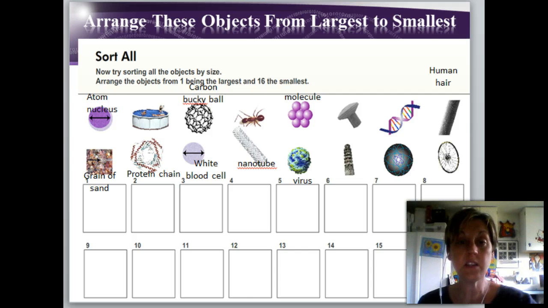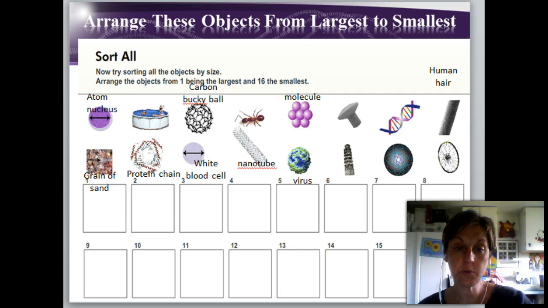The link is in Canvas. It's right underneath the video. So you're going to want to use that interactive link to sort these objects from the largest to the smallest. And go ahead and pause the recording and take the time and do that.